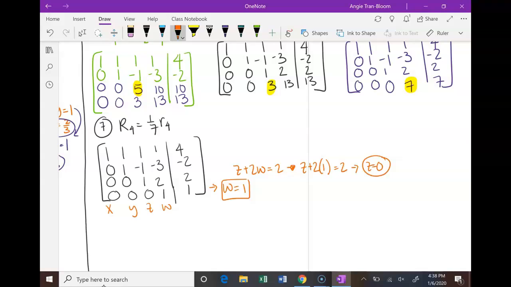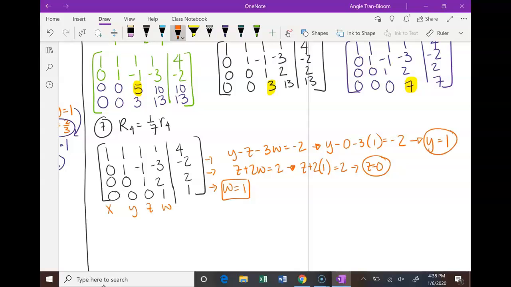Now the next equation is no x, but you have 1y minus 1z minus 3w equals negative 2. Well, you know w, you know z, so now you can solve for y. z is 0. Well, w is 1. So when we add 3 to both sides, y would turn out to be 1.